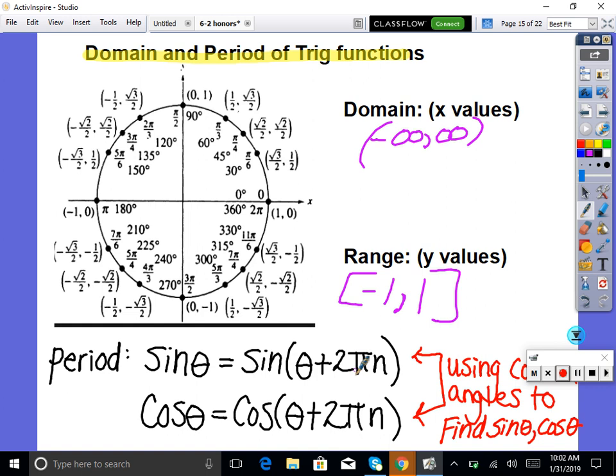Look at this formula here. And then why is there an n? Because can't I add 2 pi as many times as I want? So it says sine at this angle will be the same as sine of that angle plus 2 pi, plus 2 pi, plus 2 pi. Does everybody see? Write that down.